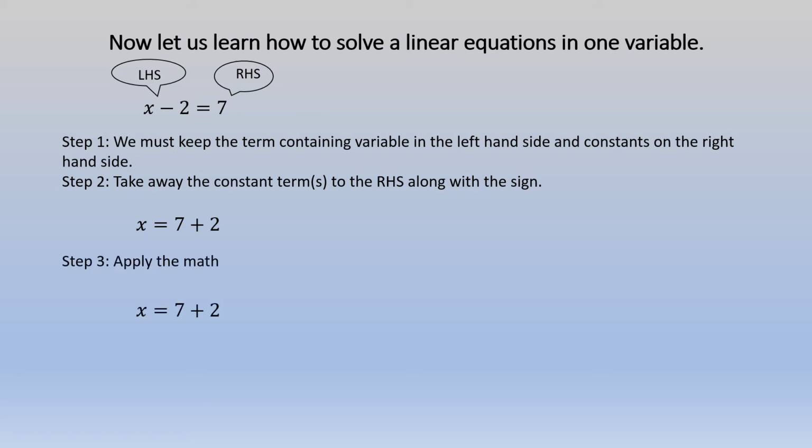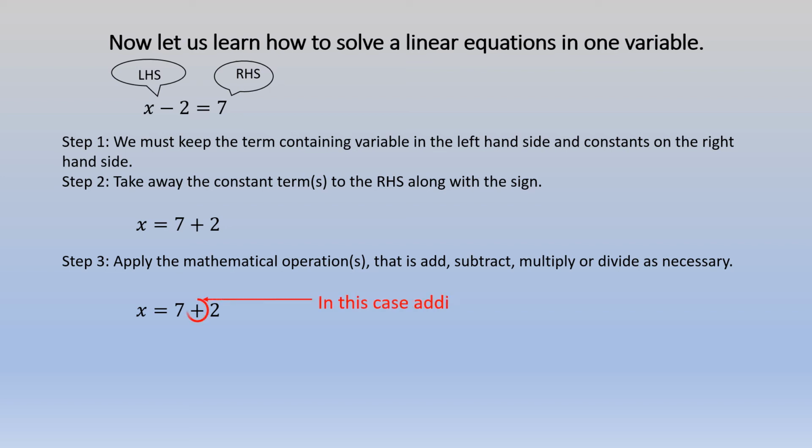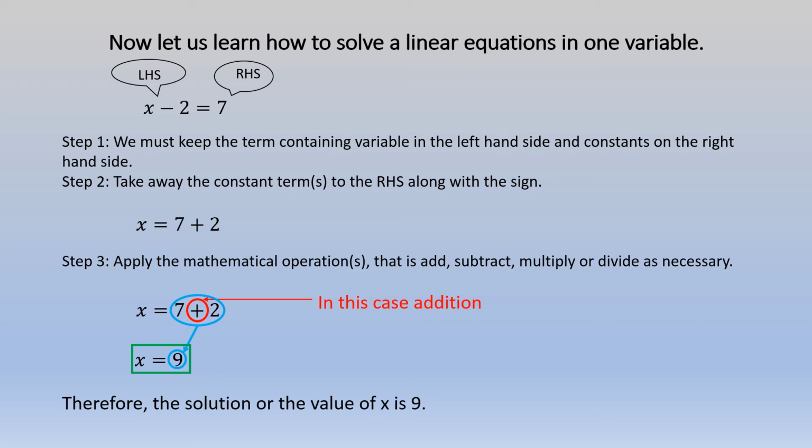After that, step number 3 is we apply the mathematical operation, that is addition, subtraction, multiplication or division as per our requirement. So in this case we have addition. So what we do is we add 7 and 2. So x now is equals to 9, which is our final answer. So therefore we can say the solution or the value of x is 9.